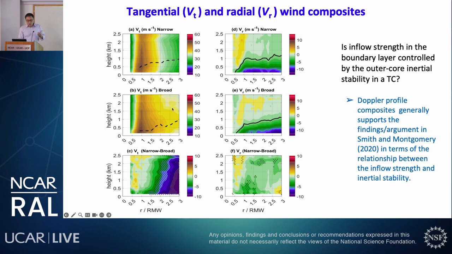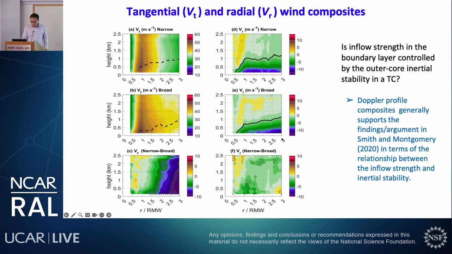Look at the tangential wind, it's kind of expected. You see the broad vortex definitely has broad regional VT, so this confirms our composite technique. But if you look at the radial wind field, it is very interesting. You see the peak radial flow in the narrow vortex is actually closer to the RMW, while for the broad vortex, the peak inflow is at the outer core.